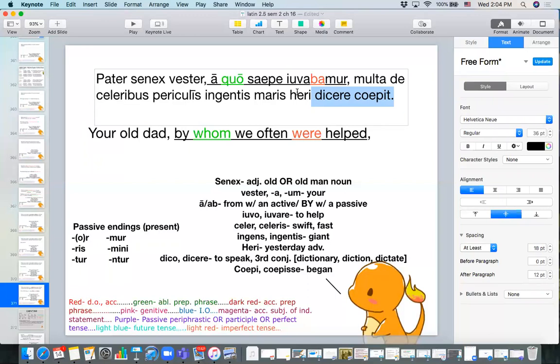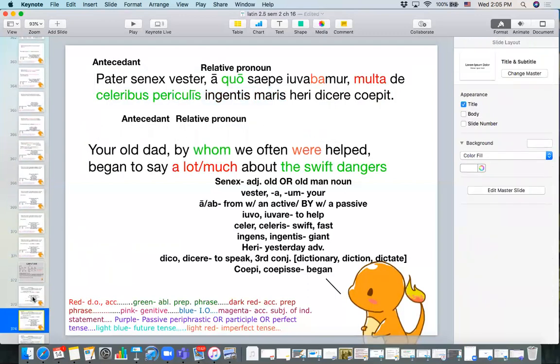Yesterday began to say, and then let me go back up where I left off. Multa, he began to say much. Multa can be our direct object. Began to say much about celeribus periculis, the swift dangers, and gentis maris. Those look to be genitive. So, of the huge ocean.